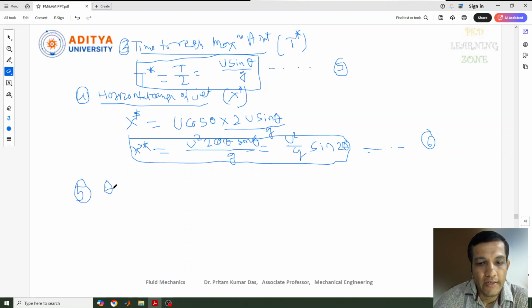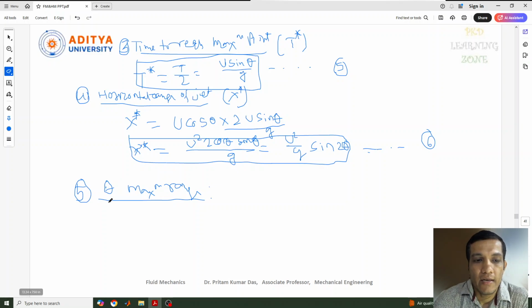And what is the value of theta for a maximum range? That means how much theta can be taken for what range. So we can write x star max. The range x star will be maximum for the velocity of projection u when this sin 2 theta is maximum. When it is maximum, then this will be maximum. So the value of theta for maximum range, that means x star max, how can we calculate this one.